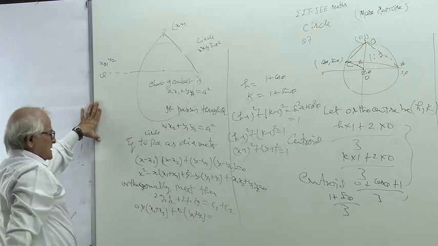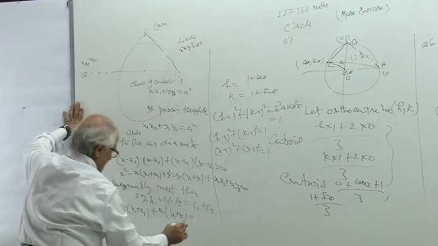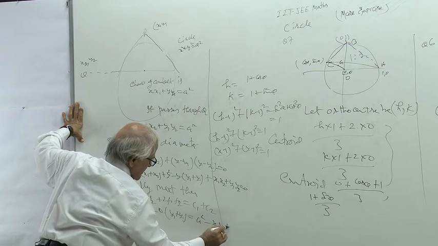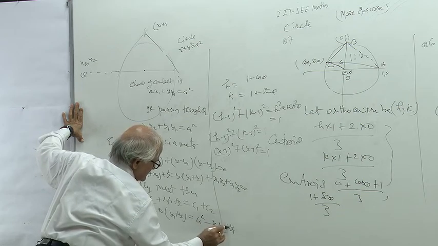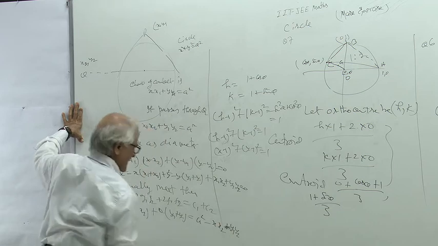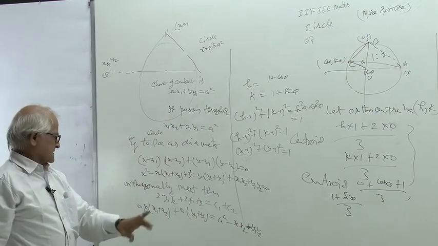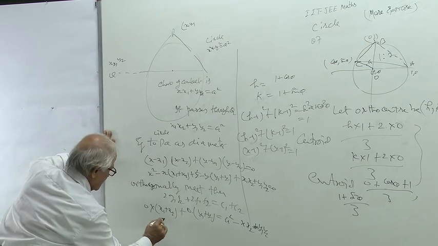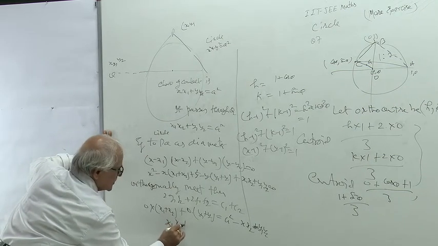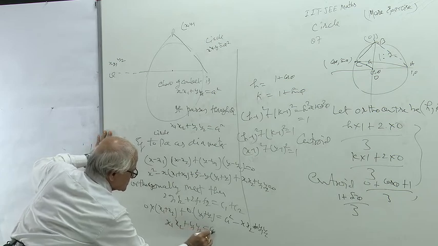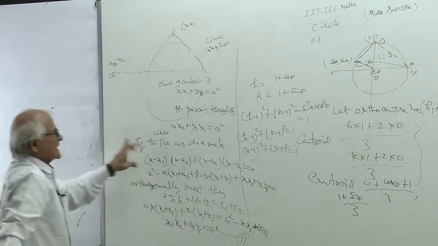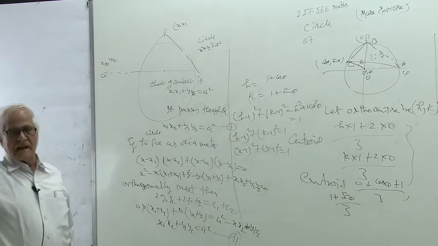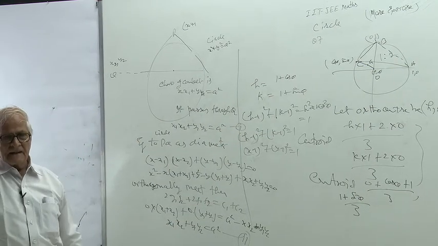Here what is the c? Here c is minus a square. And what is the other c? Here it is x1 x2 plus y1 y2. We have this. Now we get 0 here. We have x1 x2 plus y1 y2 is equal to a square. This is the same thing as the first. Hence they cut the circle orthogonally.